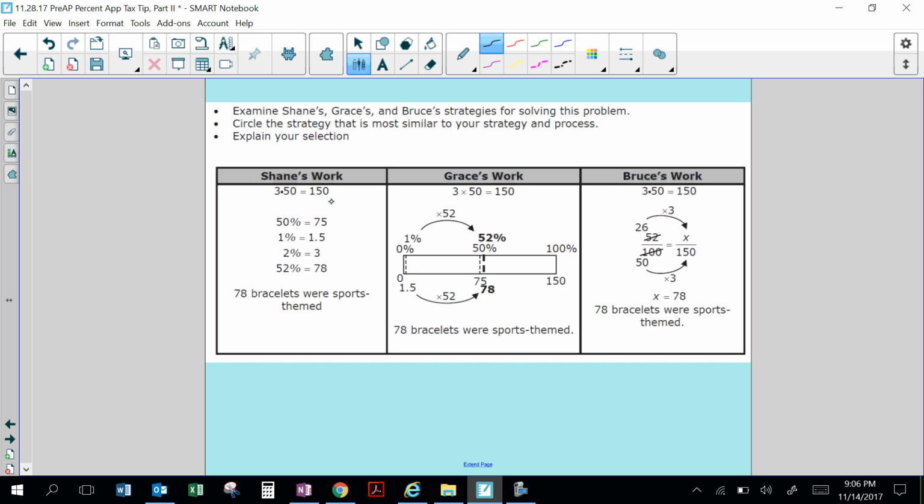10% would be 15. So 1% would be 1.5. 2% would be 3. So that's where 75 plus 3, 52% is 78. In this way, they used a percent proportion, so it's 52 out of 100, and then the whole, all the bracelets made, were 150. So they simplify and build it up, and that's where they get 78. Which one do you prefer? So what you're going to be doing is an open task by yourself to see what you know about percent application.